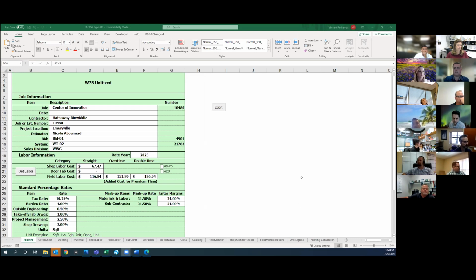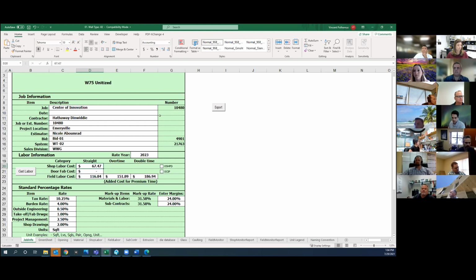Can you guys see my screen right now? We're looking at an estimate for Center of Innovation. Yes. Okay. So we're going to just use this as an example. Center of Innovation is a job we just bid last week, so it might be one of your guys' jobs coming up. Fingers crossed, we'll see with Hathaway.